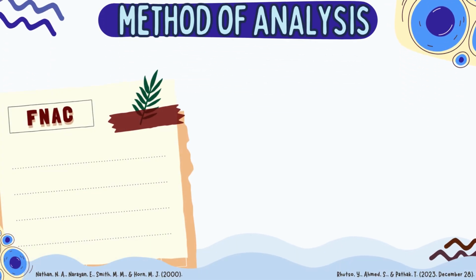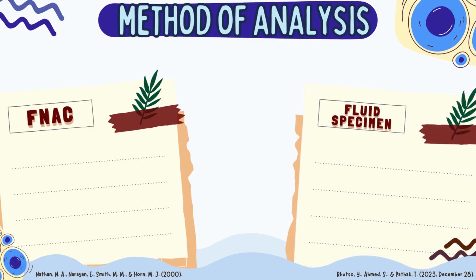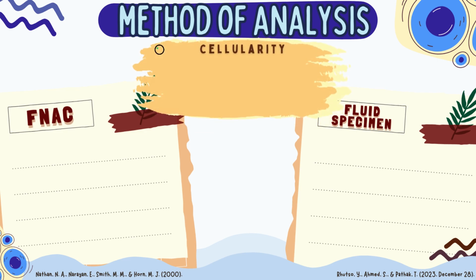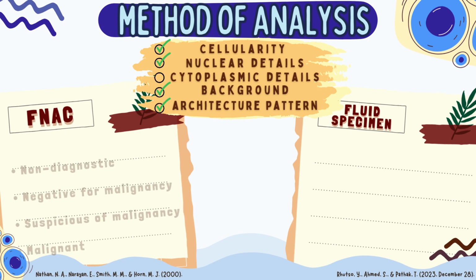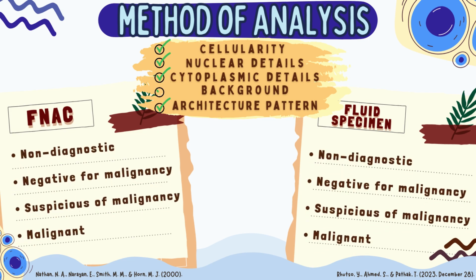Both fine needle aspiration cytology, FNAC, and fluid specimens can be analyzed using cell block methods. Every smear and cell block slide were analyzed for cellularity, background, architecture pattern, and also cytoplasmic and nuclear details. They were reviewed separately and categorized into 4 groups based on final cytologic diagnosis, which are non-diagnostic when there are insufficient cells for a conclusive diagnosis, negative for malignancy, suspicious of malignancy, and lastly malignant.